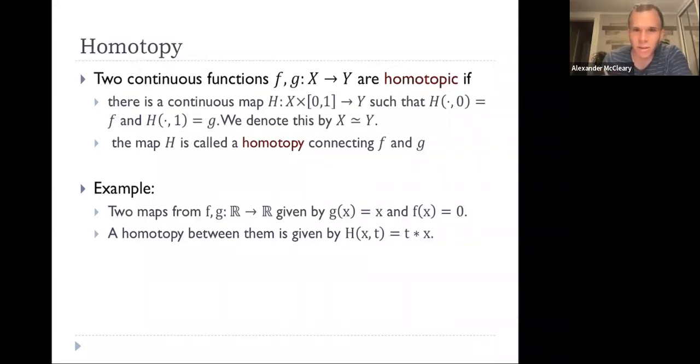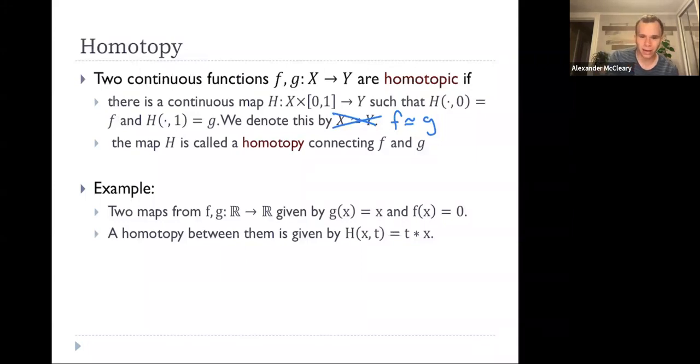So here F and G are homotopic. We denote this by F is homotopic to G. And this map H is called a homotopy between F and G. Okay, so let's look at some examples.